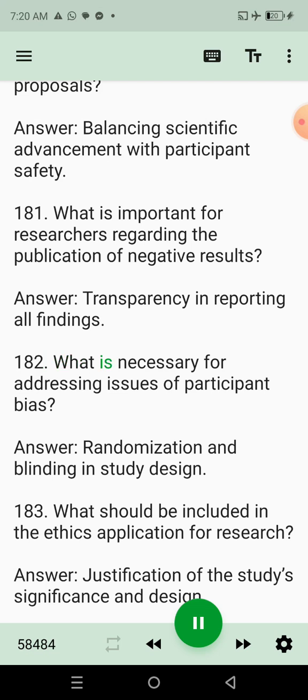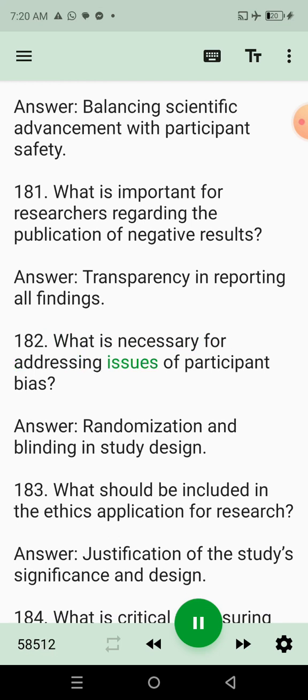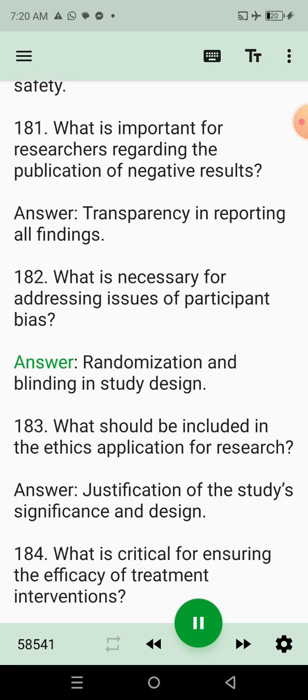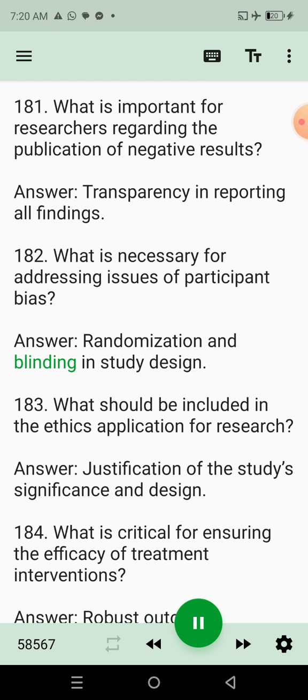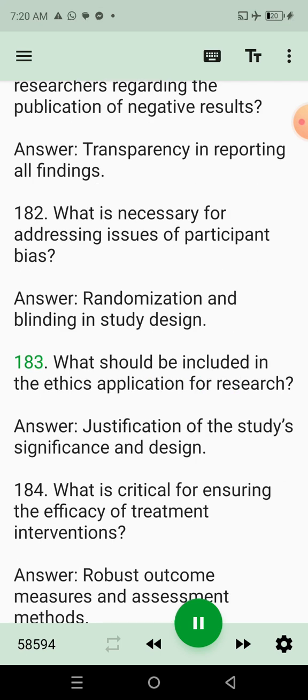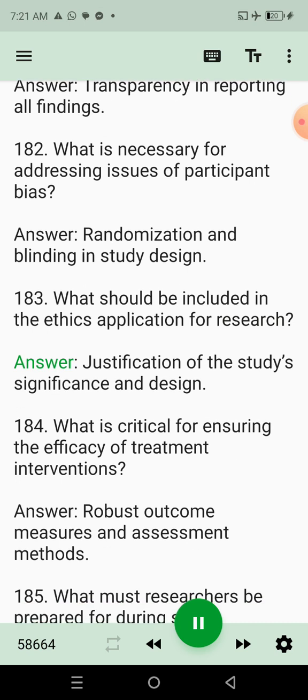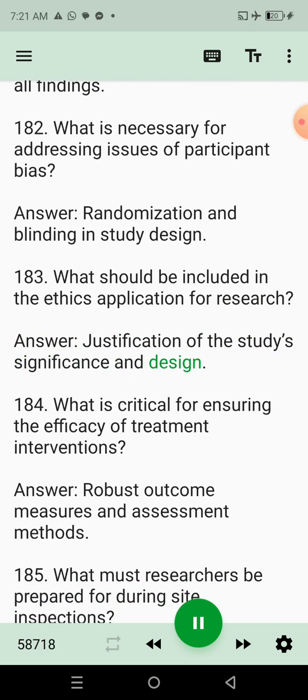182. What is necessary for addressing issues of participant bias? Answer: randomization and blinding in study design. 183. What should be included in the ethics application for research? Answer: justification of the study's significance and design.